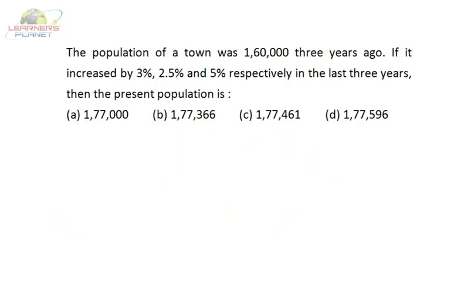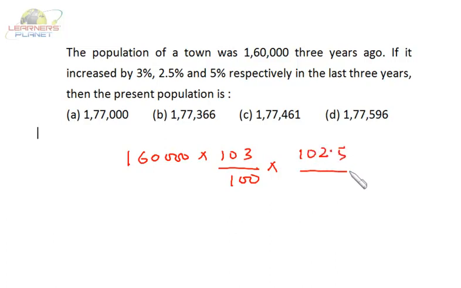Now similarly in this question, the population of a town was 1,60,000 3 years ago. If it increased by 3%, 2.5% and 5% respectively in the last 3 years, then the present population is? Let's begin with 1,60,000. After 1 year the population will be 103% of this data. After 1 more year, it will be 102.5% of this data. And after that, it's 105% of this data.